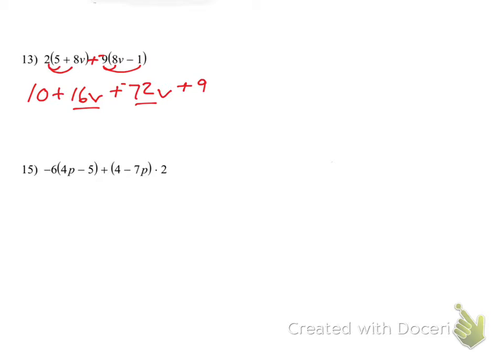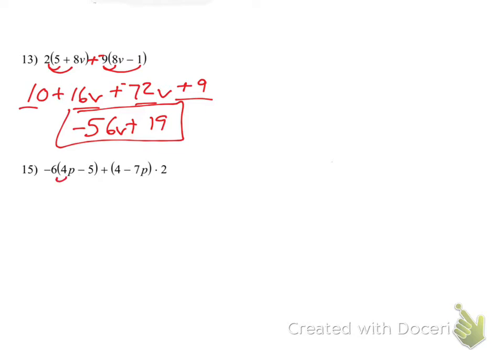negative 72 plus 16. And if you need to, feel free to do that in your calculator. So it's going to give you negative 56. And then I have a 9 and a 10, so it's going to be plus 19. And then don't forget, like I just did, make sure you put that variable in. So that's negative 56v.